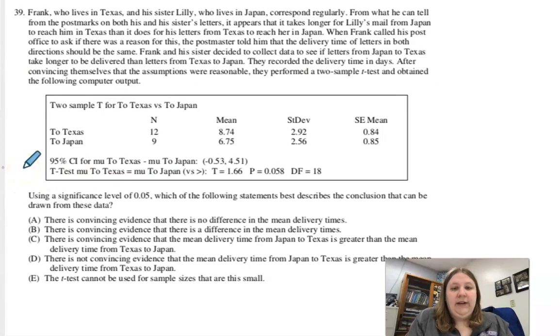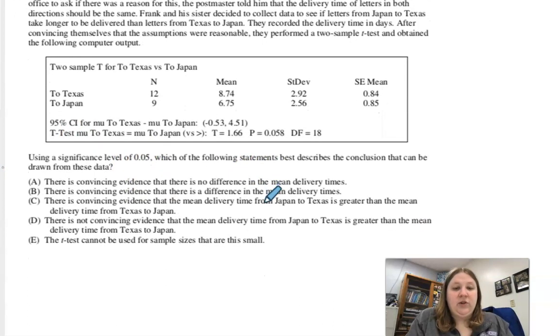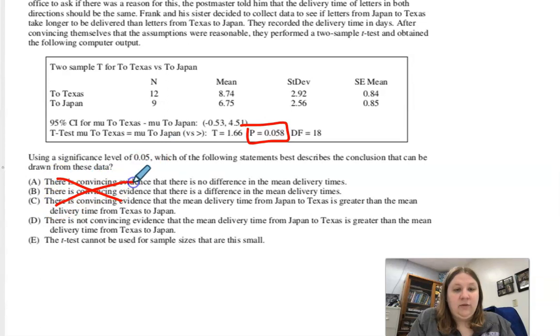Okay, looking at 39 here. They're telling us to use an alpha of 0.05, which best describes the conclusion. Well, if I'm going to describe a conclusion and say whether or not I have convincing evidence, the only thing I need to look at is the p-value, which here's my p-value. Okay, it's bigger than the alpha that they give me, so I know that there is not convincing evidence. So these first three that talk about there is convincing evidence, those would be out. So D, there is not convincing evidence. So that one looks good to me.